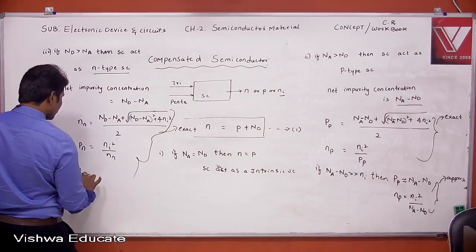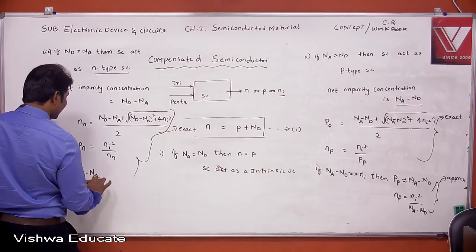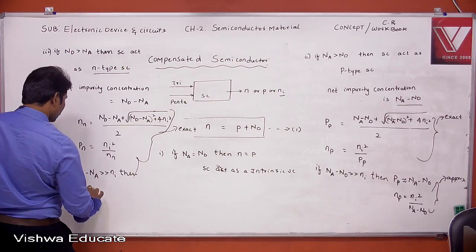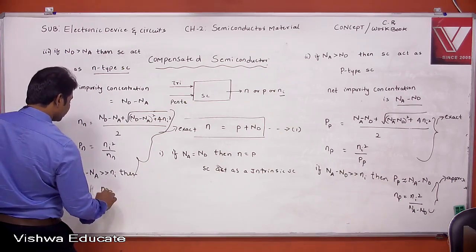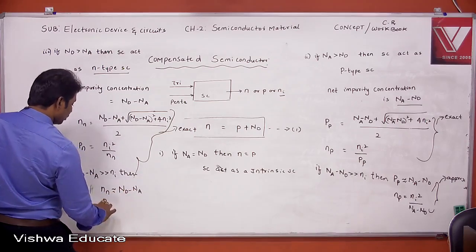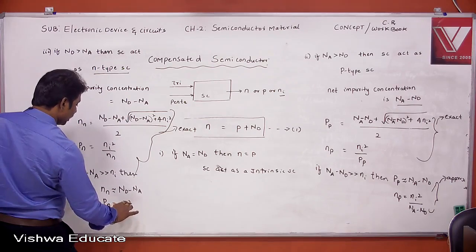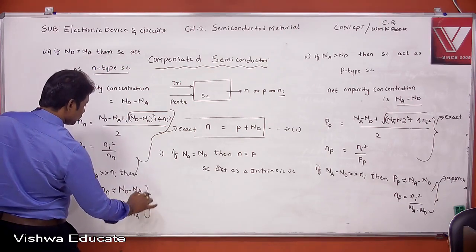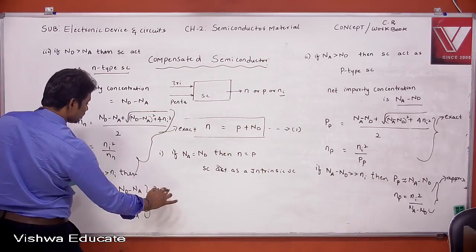See, to get the approximation here, I am considering one condition, that is Nd minus Na is far greater than Ni. Right? Then, what about the Pn actually here? What about the Nn? Actually, Nn is approximately equal to Nd minus Na. And what about the Pn? Actually, the Pn is nothing but Ni square by Nd minus Na. These two formulas are called as approximation formulas.